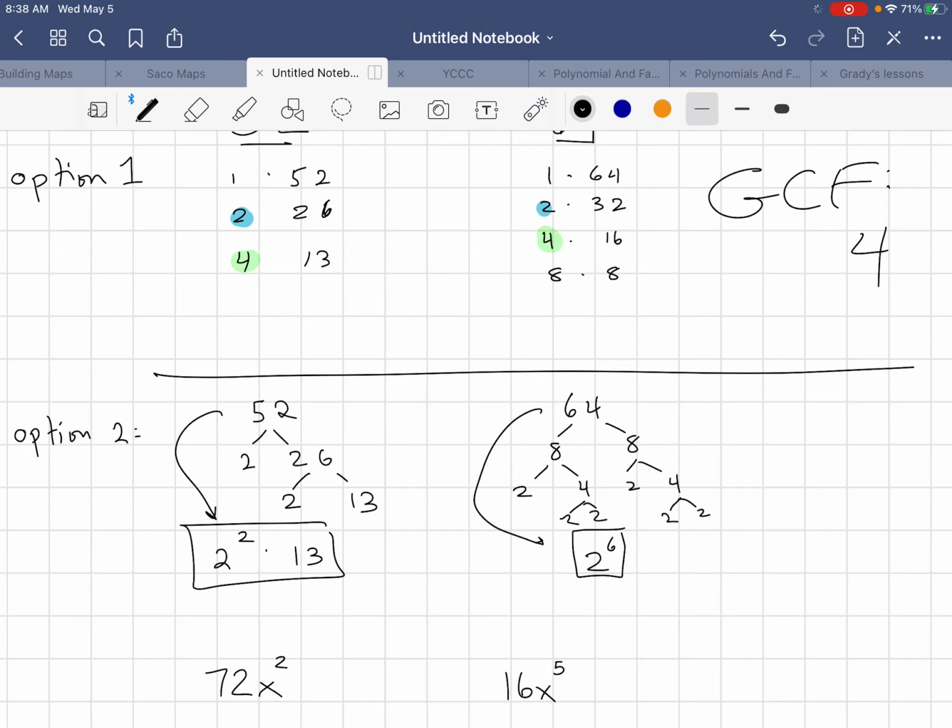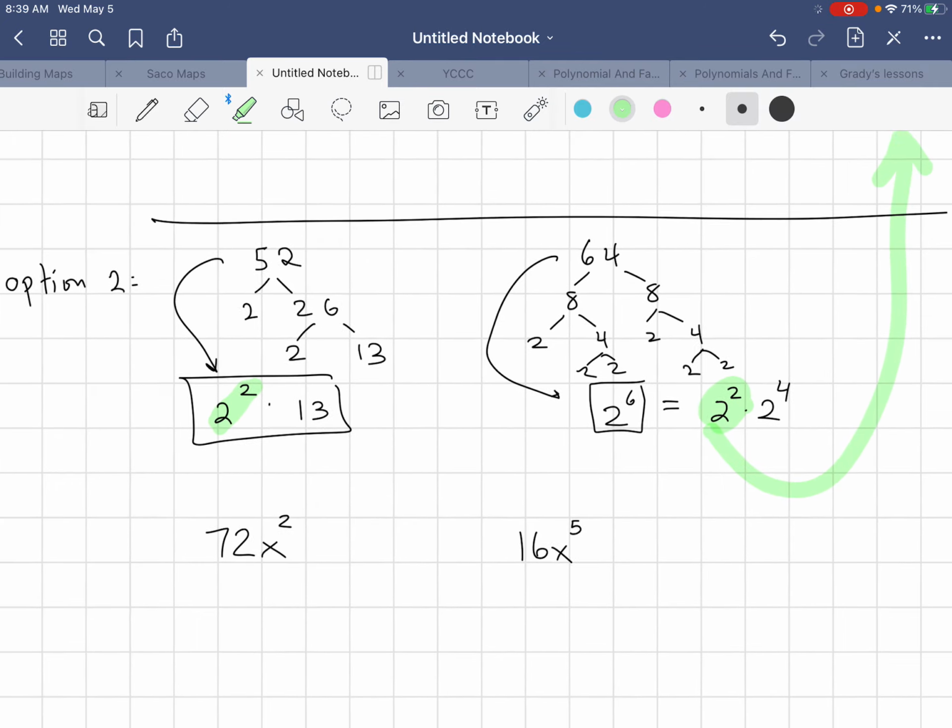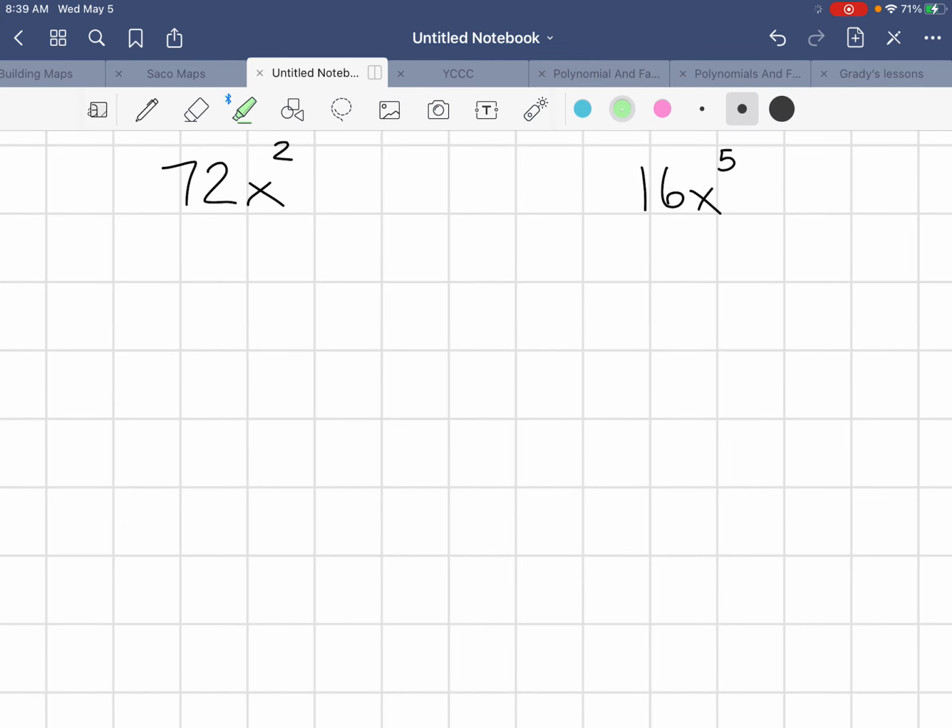Now what we're looking for are all of the prime factors that they have in common. And here we have a 2 squared. Here, 2 to the 6th, if I break it apart as a 2 squared and a 2 to the 4th, they have a 2 squared in common, which is the same as the GCF of 4. So you're identifying all of the common prime factors and then multiplying those. So let's see how this works when we have variables included.